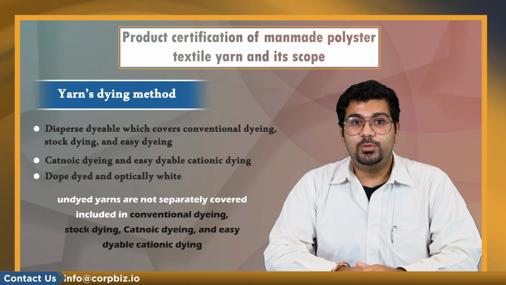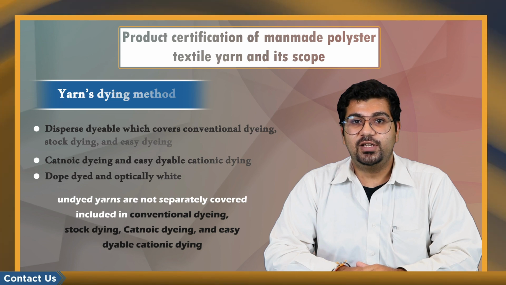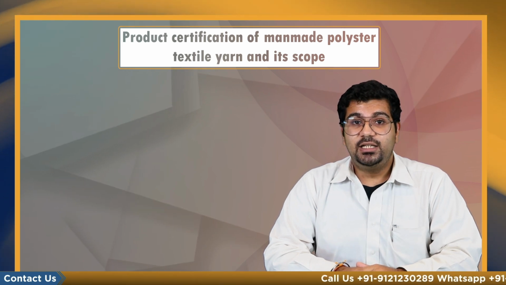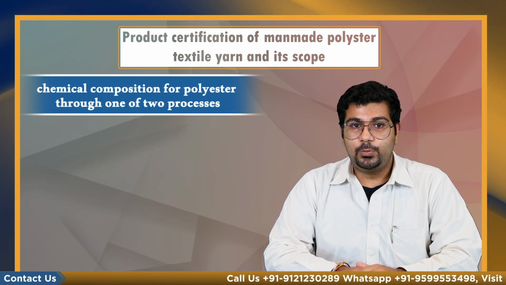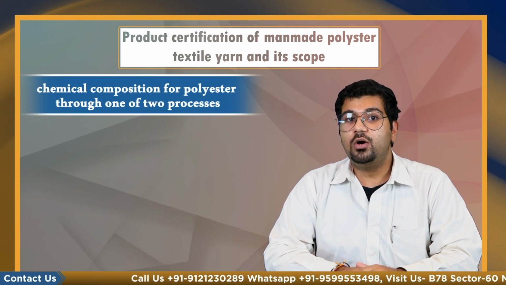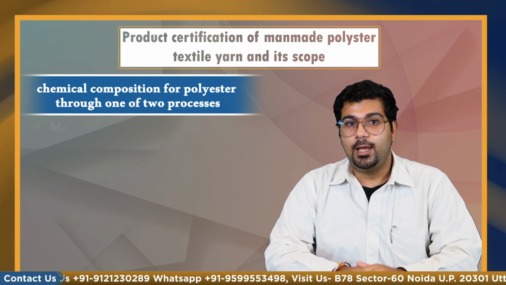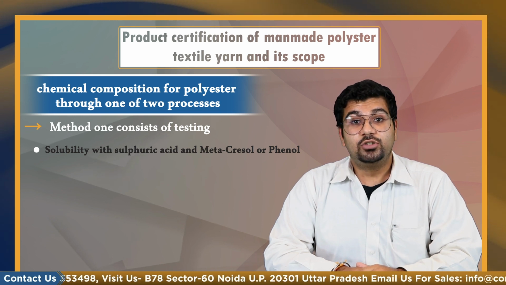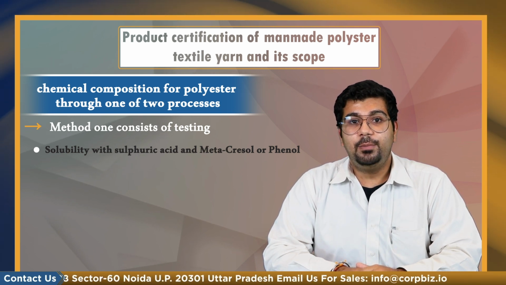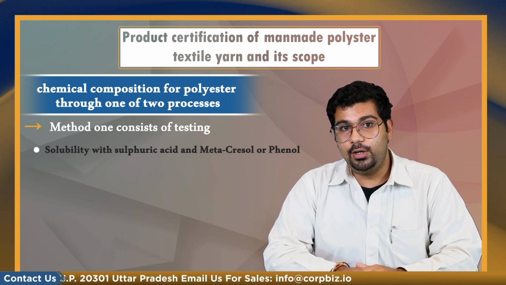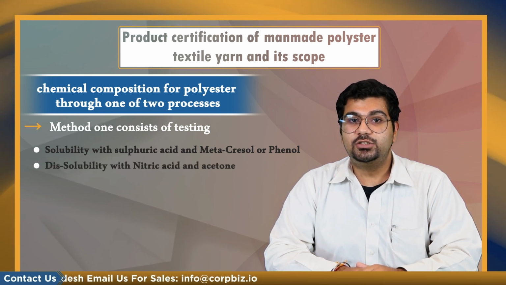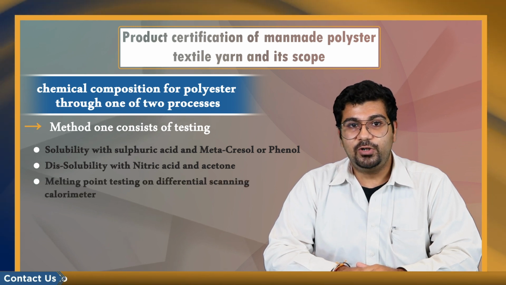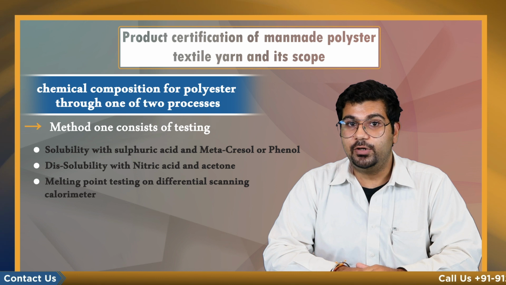Now that we have confirmed the manufacturing specific and yarn specific classification, we move on to the chemical specific yarn classification. The standard gives you the option of confirming your chemical composition for the polyester through one of 2 processes. Number 1. Method consisting of the test for solubility. Solubility with sulfuric acid and metacresol. You can also use phenol instead of metacresol. Solubility with nitric acid and acetone. Melting point as tested on differential scanning calorimeter. Now this was method 1.